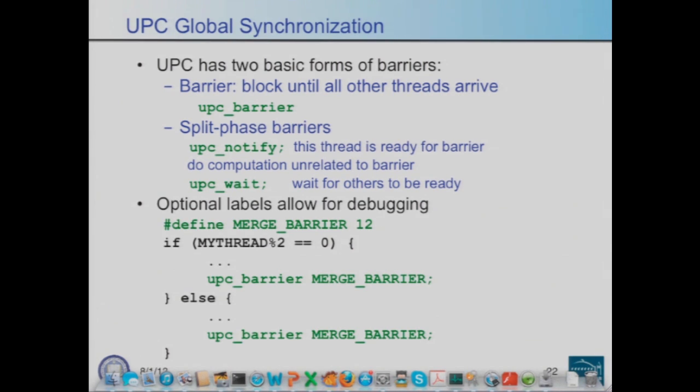And so here the even processors are going through the if branch, the then branch, and the odd processors are going through the else branch, and they're both going to hit the barrier. So the program should work correctly because all the threads will eventually hit that barrier. But just to make it easier to read that code, you can give those a label.